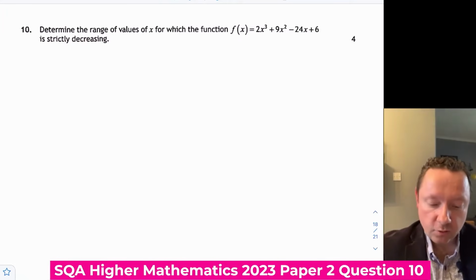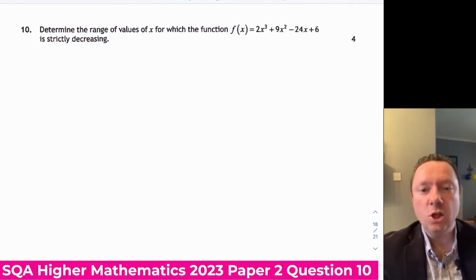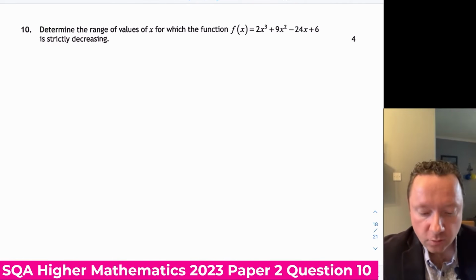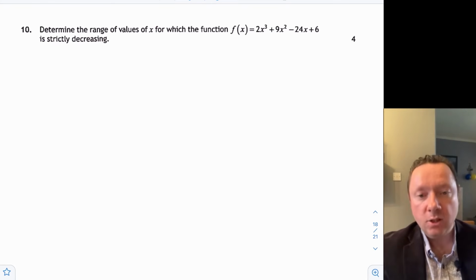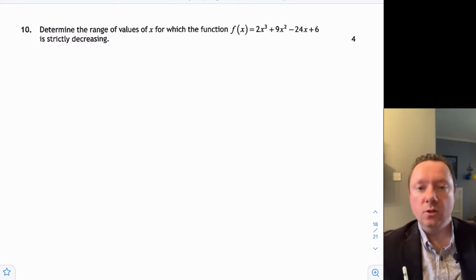And we're done there. SQA Higher Maths 2023, paper 2, question 10. Determine the range of values for which the function f of x is 2x cubed plus 9x squared minus 24x plus 6 is strictly decreasing. There's actually two ways to do this.